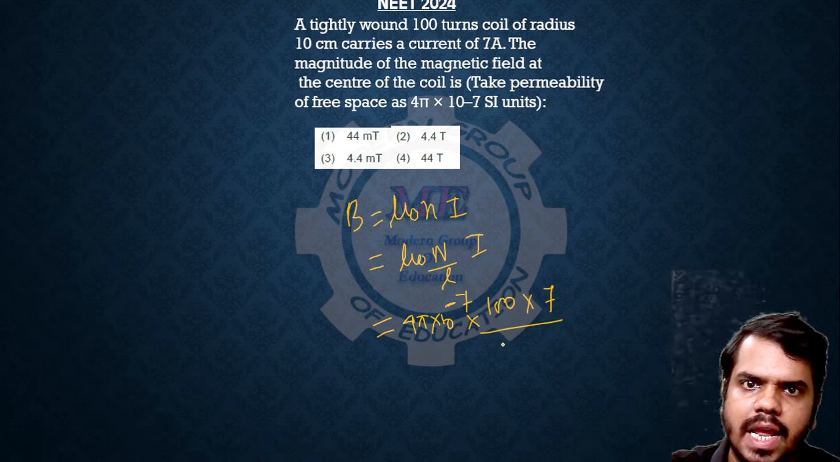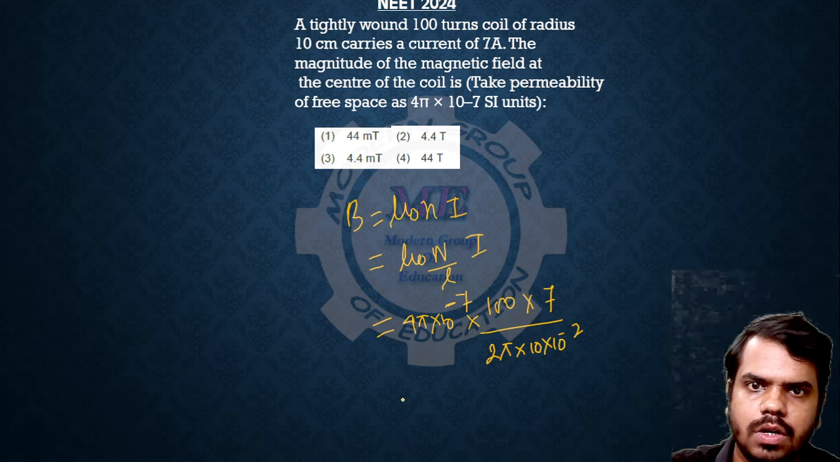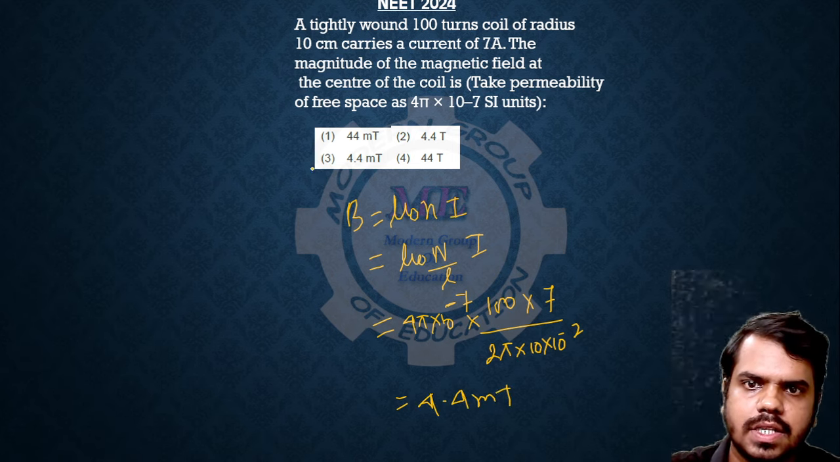Okay, and L, the length of the coil, is 2 pi r, 2 into pi into 10 into 10 to the power minus 2. So after calculating all the values, you will get the value 4.4 millitesla. Option 3 is correct. Okay.